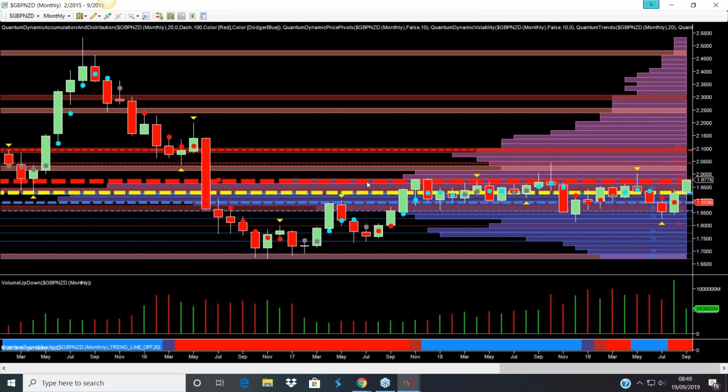You can see this hatch line here. This has been tested 12 times. Every time it's tested and it fails to break through, the resistance gets stronger. And it's similar with support as well. Once it goes through there, you've then got volume-based resistance from the volume point of control. This is the shading that goes across here. Then we have a relatively minor level at 2000, and then we hit this level here. So it's really, really interesting on the pound New Zealand.